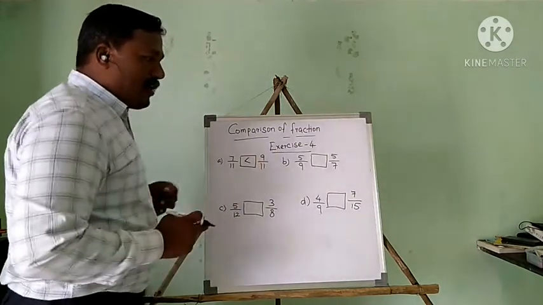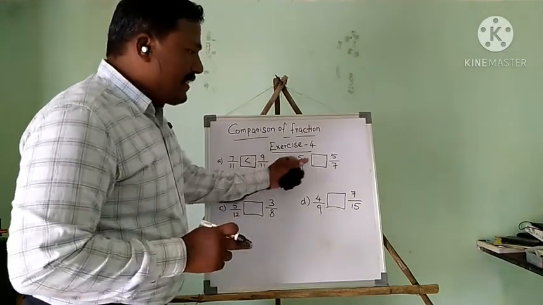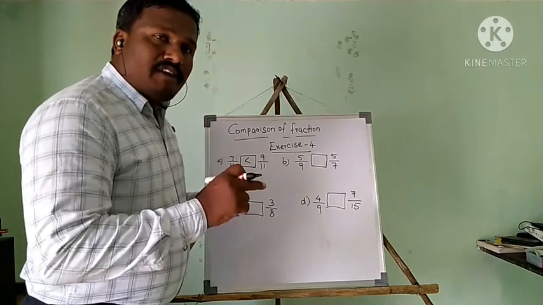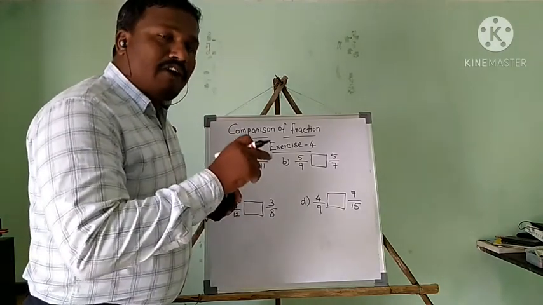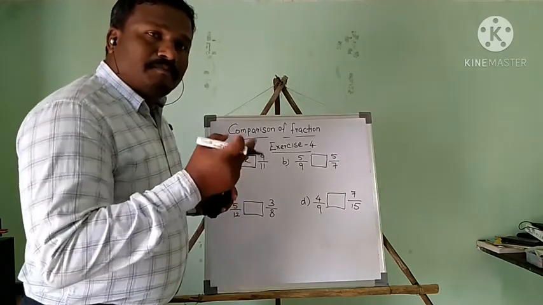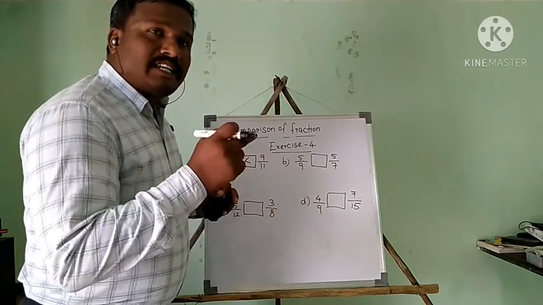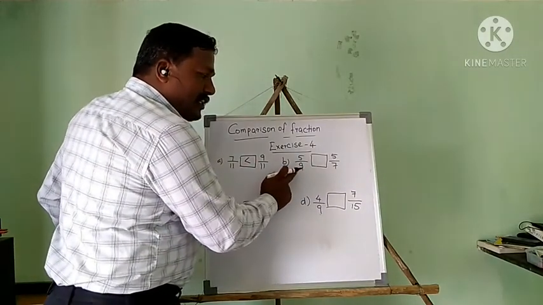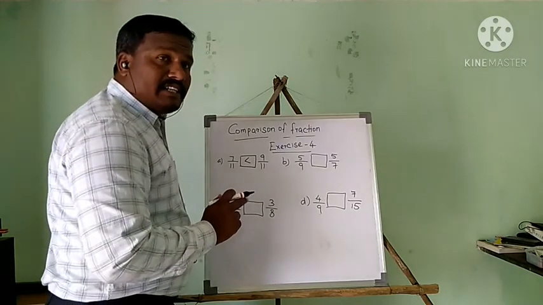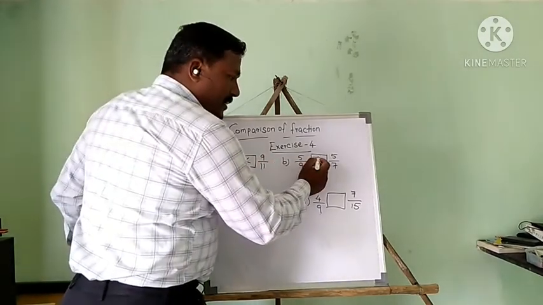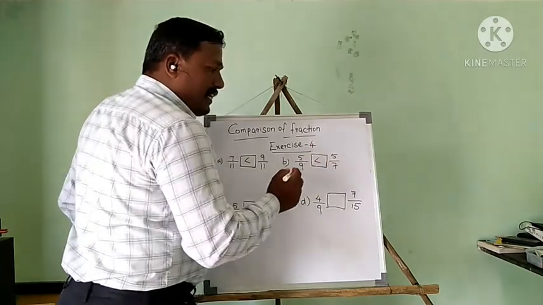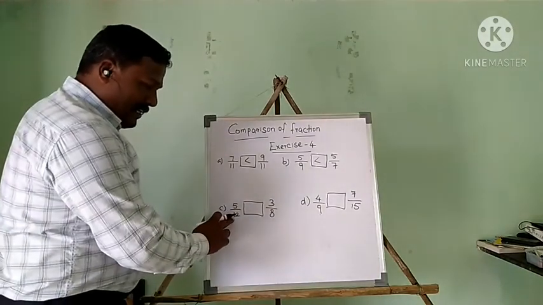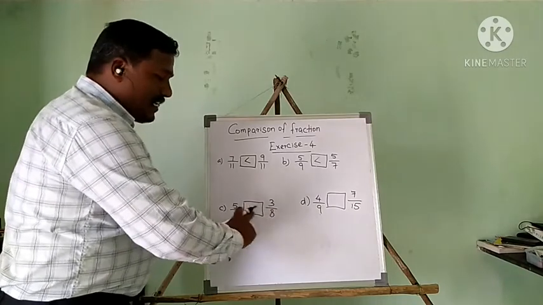Okay. Now let me move on. Second one. If you see 5 by 9, 5 by 7, the numerator is the same. This fraction satisfies rule 2: if two fractions have the same numerator, the greater denominator is smaller. As per rule 2, 9 is the greater denominator, so this is the smaller. So 5 by 7 is the bigger compared to this.